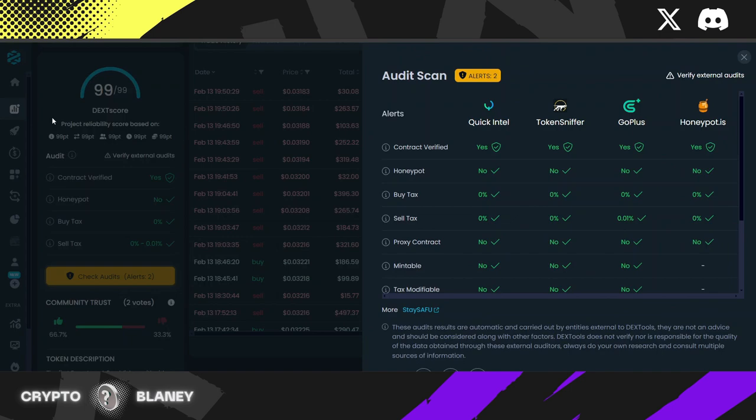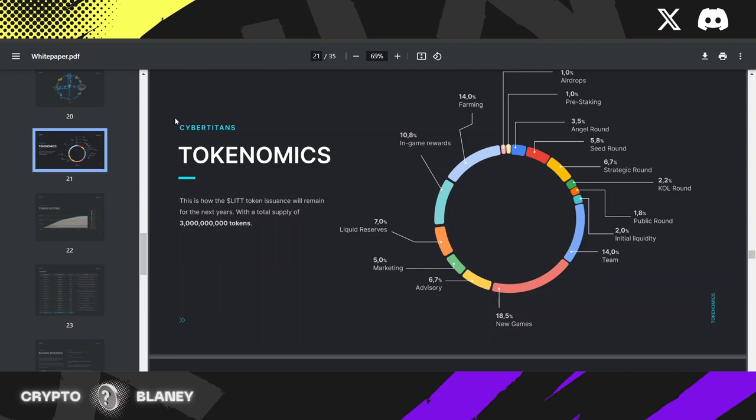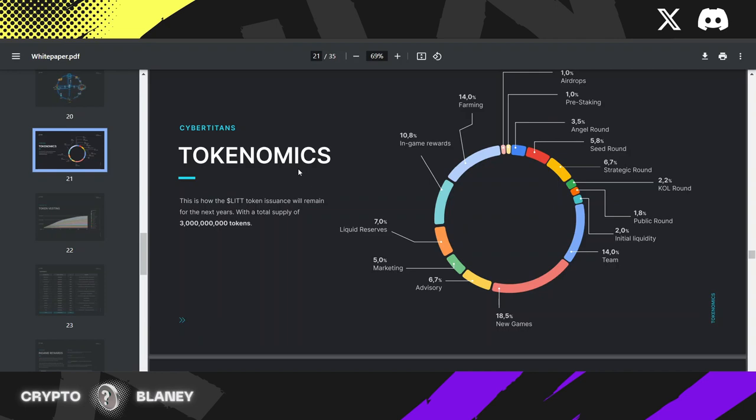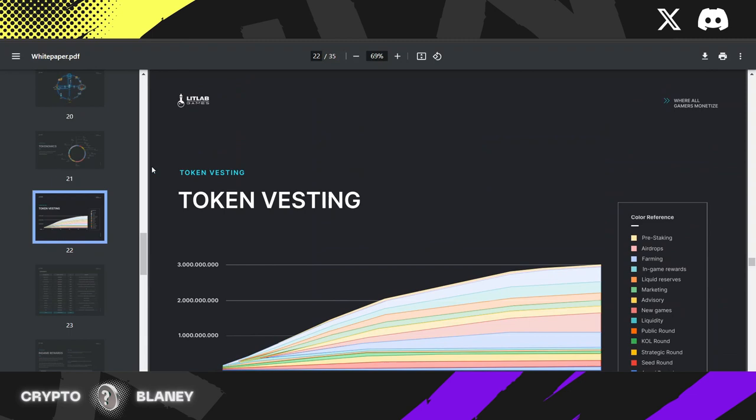So let's take a look at the tokenomics. This is how the LIT token issuance will remain for the next years, with a total supply of 3 billion tokens. So 11% in-game rewards, farming 14%, team 14%. So they are quite transparent. This is what you want to see, right? This is not a shady project. So these tokenomics are allocated pretty well. So here you can take a look at the token vesting.